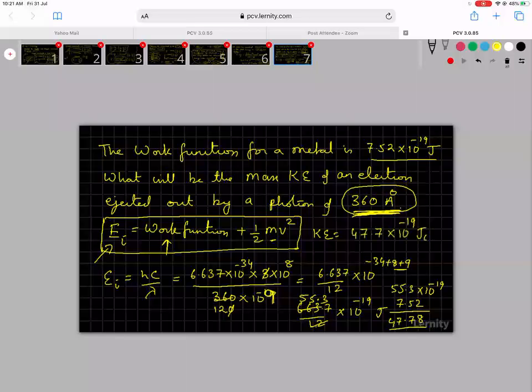Please work out these numbers. Unless you work out these questions, there is no way you will learn. Just by listening, nobody has ever learned this. Please try to work this question. I will wait for some time.